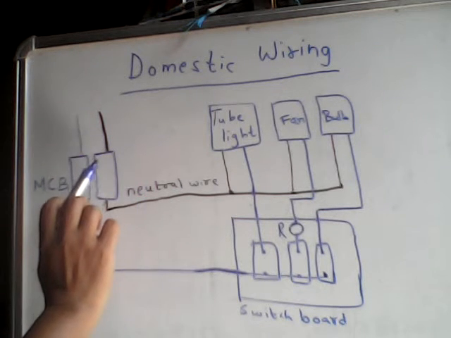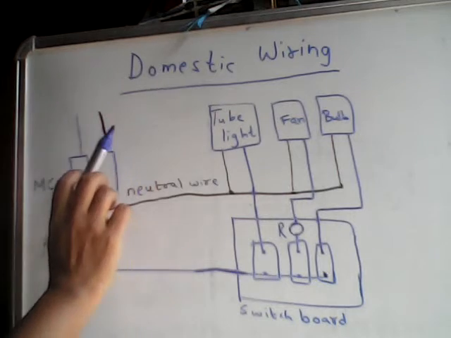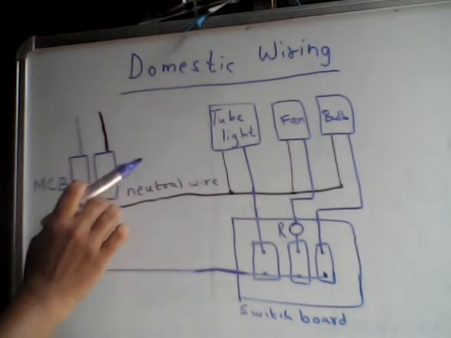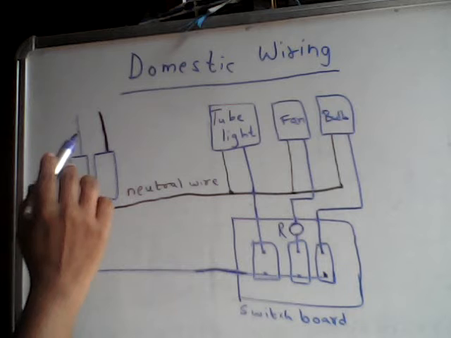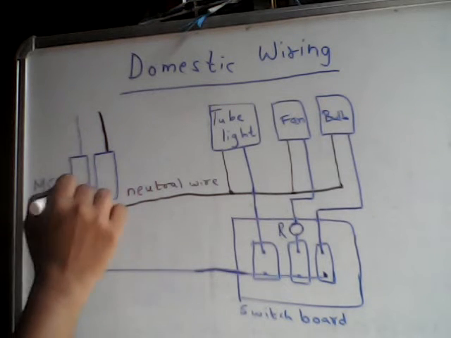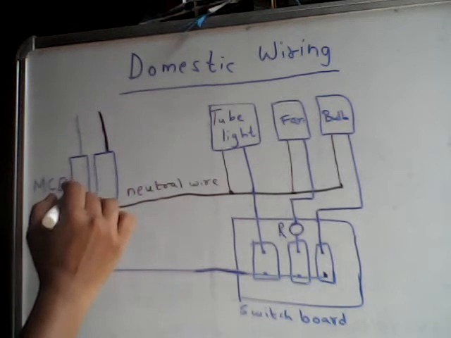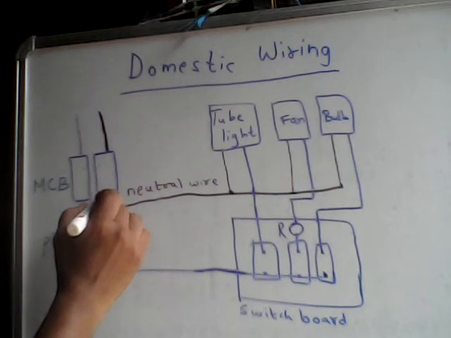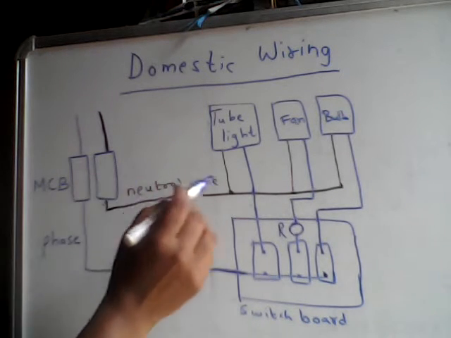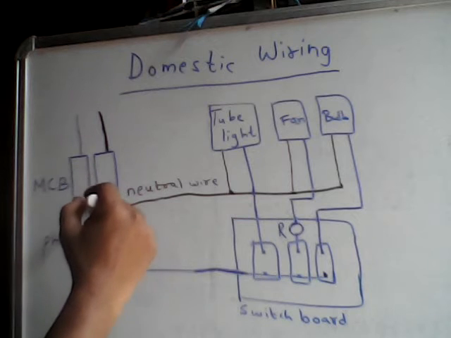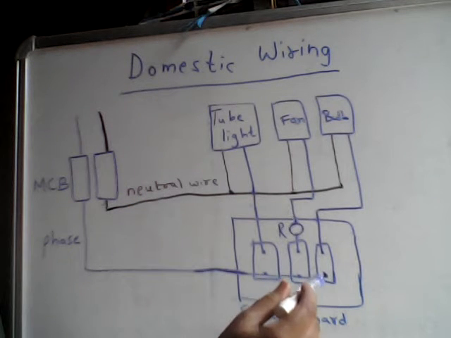a device which is called as MCB. MCB stands for miniature circuit breaker. If there are fluctuations in the current, then automatically this circuit will be broken by the miniature circuit breaker. And then we can see that the phase wire is connected to the switches.